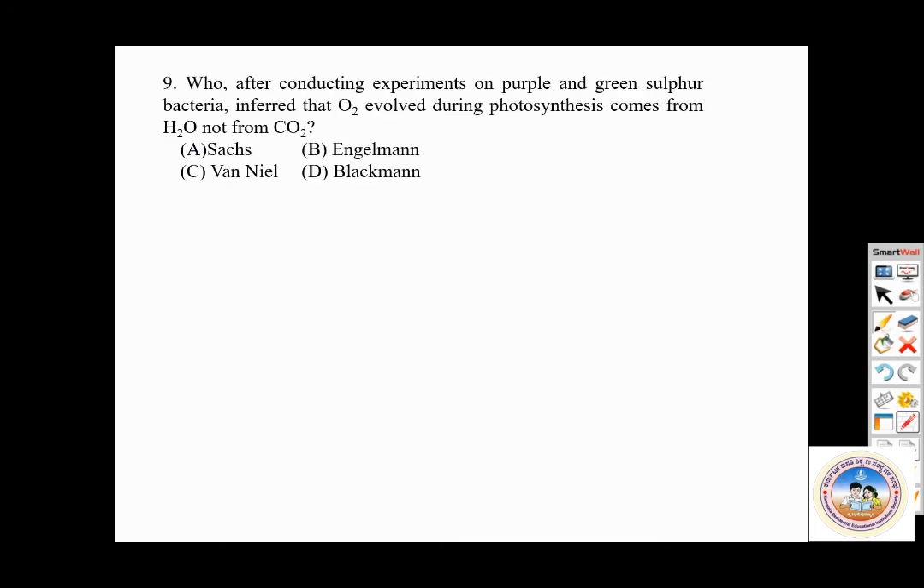Who, after conducting experiments on purple and green sulfur bacteria, inferred that oxygen evolved during photosynthesis comes from water and not from carbon dioxide? Who proved that oxygen is coming from water and not from carbon dioxide? It was none other than Van Niel. Yes or no, children? So Van Niel was the person who concluded this.